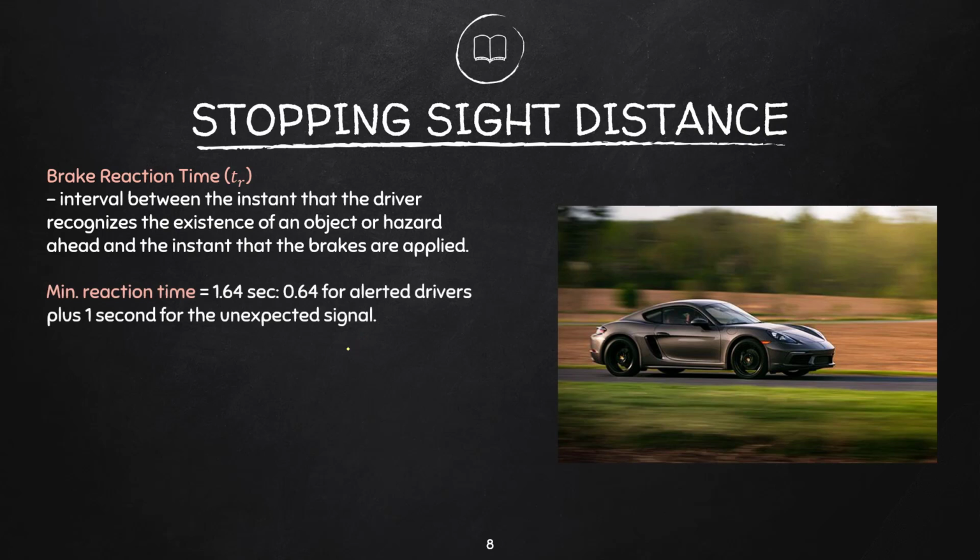Okay? So the minimum brake reaction time is 1.64 seconds. This is according to studies, and this was taken from AASHTO. They conducted studies to develop, of course, the standards of AASHTO. 0.64 is for alerted drivers plus 1 second for unexpected signal. Thus, we have 1.64 as minimum reaction time.